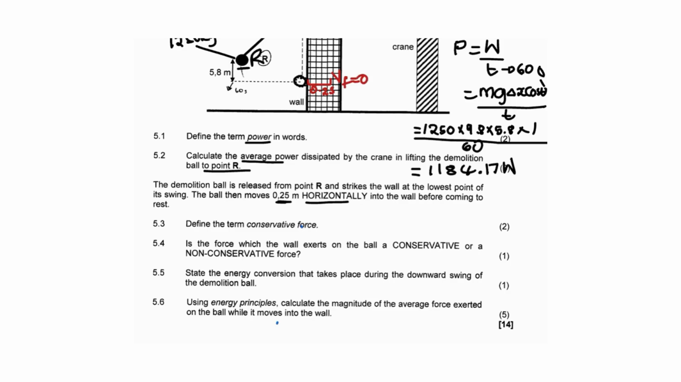The first question, define the term conservative force. So a conservative force, for 2 marks, is a force whose work done on the object is independent of the path taken. So a conservative force is a force that does work on an object, and that work is not depending on the path taken.